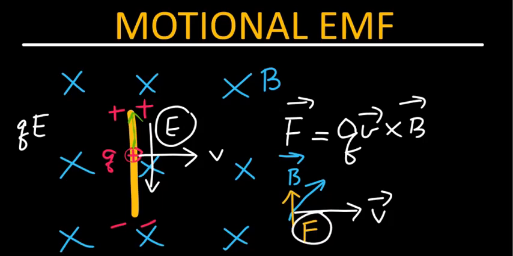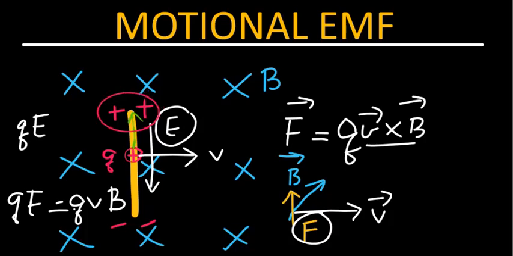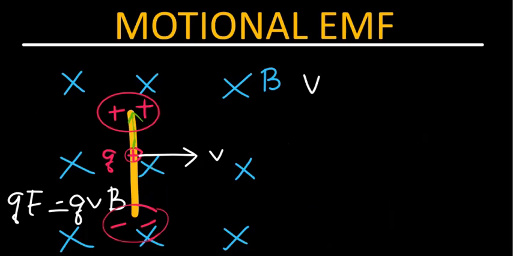When that happens, we write QE equals QVB, because v is 90 degrees with respect to the magnetic field. At this point, the accumulation of charges is in equilibrium, with the net result that the higher end of the rod is at a higher potential than the lower end of the rod. That means there is a potential difference between these 2 points, and the potential difference equals the electric field that is built up within the rod times the length of the rod.